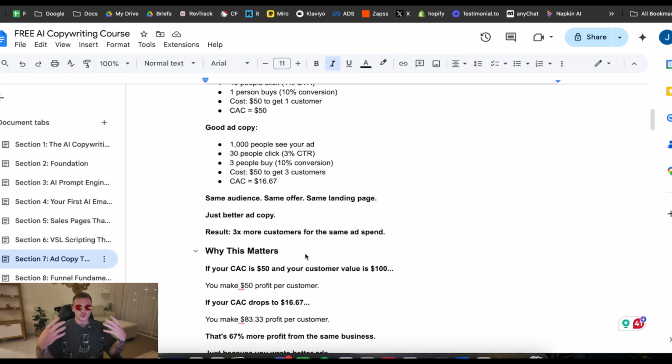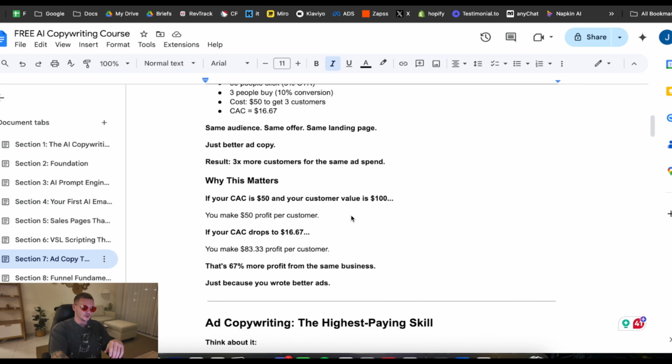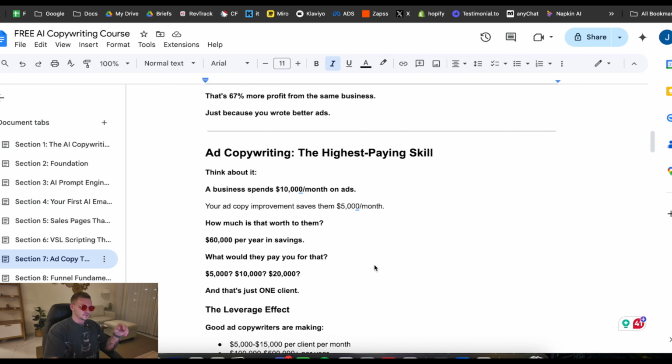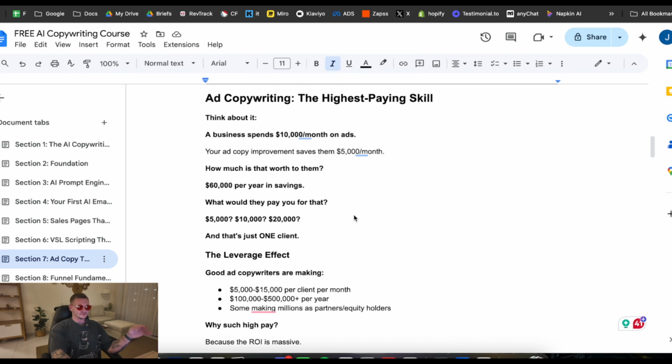Now imagine what someone will pay you if you can help them do this, if you can write good ad scripts. So if your CAC is $50 and your customer value is $100, you make $50 per customer. But if your CAC drops to $16, then you make $83 per customer. That's 67% more profit, same business, just because you wrote better ads. It's the same landing page, same ad spend. Now, ad copywriting, arguably, maybe not, but arguably the highest paying skill.